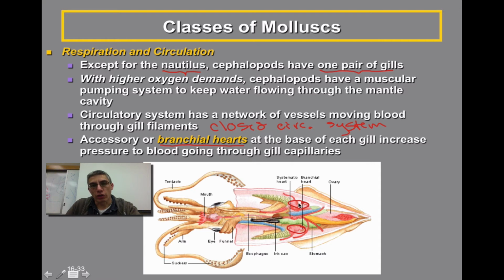So in addition to the branchial heart, you're also going to notice they actually have a systemic heart as well. So in essence, these animals kind of have three hearts. So in lab, you need to make sure that you can locate both the branchial heart and the systemic heart in these animals.